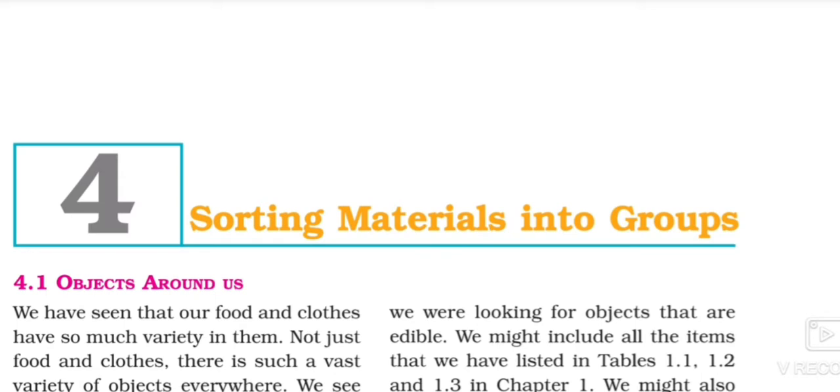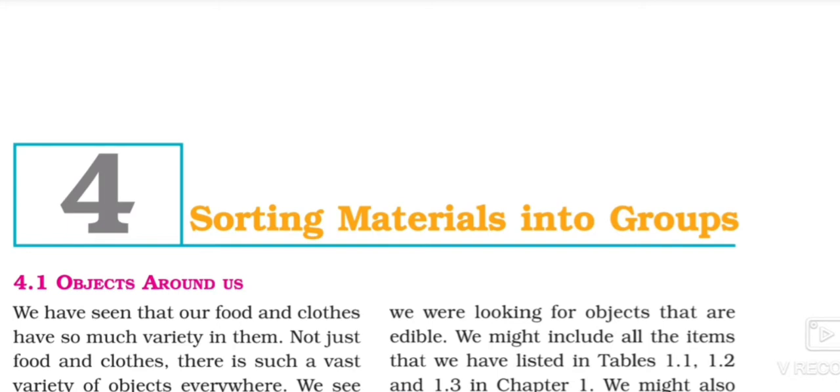Today we will see the second part of our fourth chapter, sorting materials into groups. In the first part, you have already understood what a material is, what the different types of materials are, and why they are sorted. Materials or objects are sorted into groups on the basis of their appearance, that is hardness, transparency, color and shape.